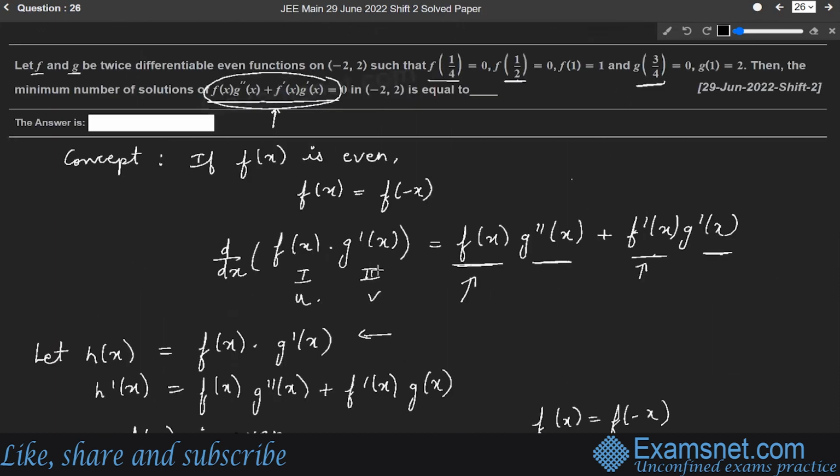So for this question, the correct answer is 4. I hope you are clear with this question. The correct answer is 4 here.